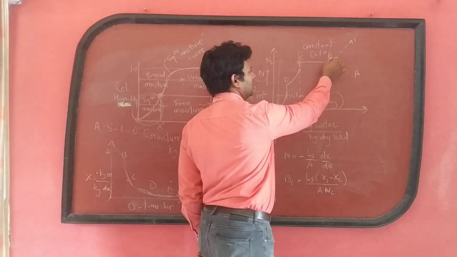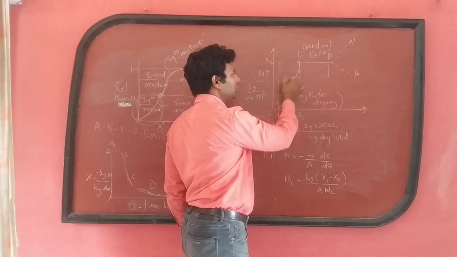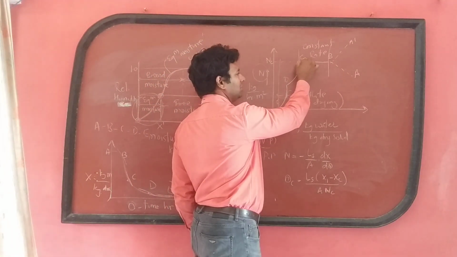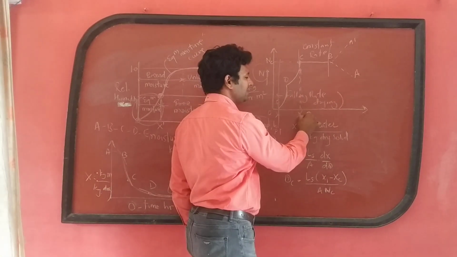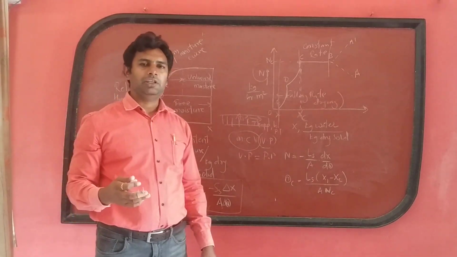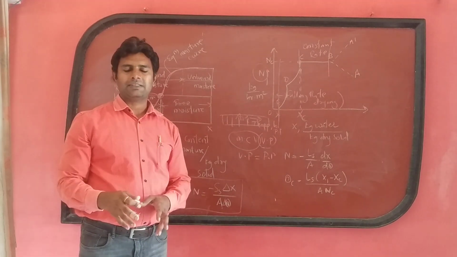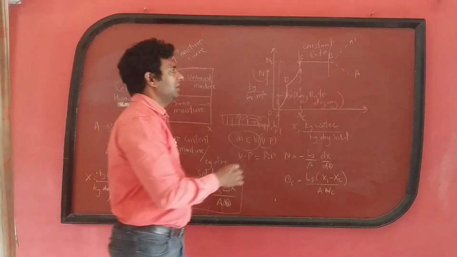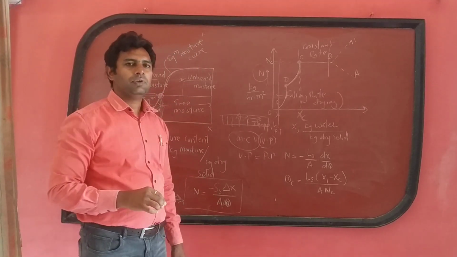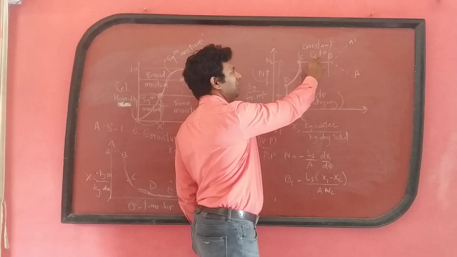That means after the section B to C, the rate is constant, and from C to D it is the falling rate period. We can say that the moisture present at point C is known as XC, or the critical moisture content. Again, we have one definition: the critical moisture content is the moisture content at which the constant rate period ends and the falling rate period starts. From C to D, the drying rate decreases. Whatever free moisture is available over the surface can be dried during the constant rate period.